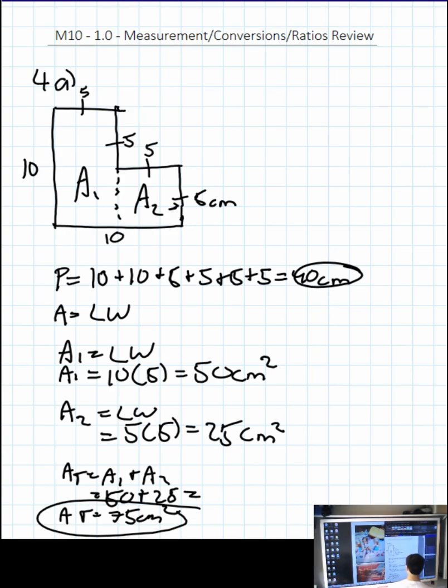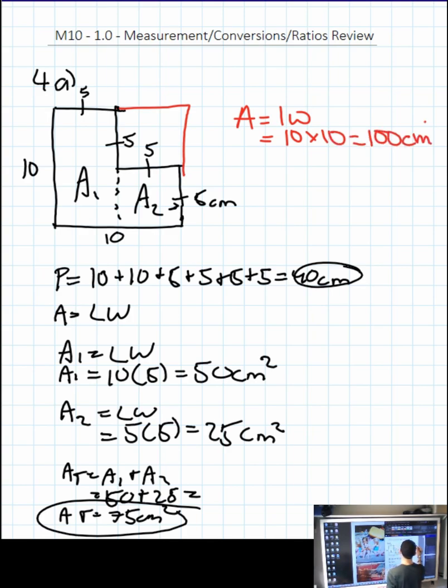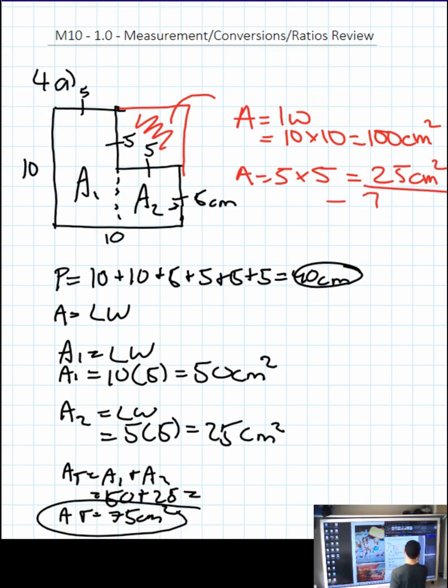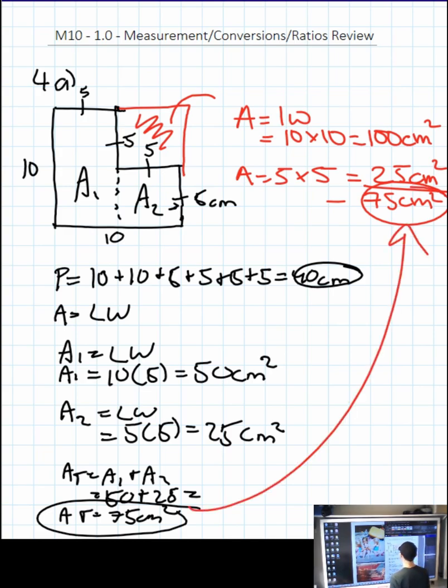Keep in mind, Keaton, hang tight. What we could do, we could have made a huge rectangle. Then did A equals length times width, which would be 10 times 10, which would be 100 centimeters squared. But then we would have had to minus the area of the red bit, which is 5 times 5, which is 25 centimeters squared. And then if we subtract, we're going to get the same answer, 75 centimeters squared, no matter what. So there's always different ways to do these.